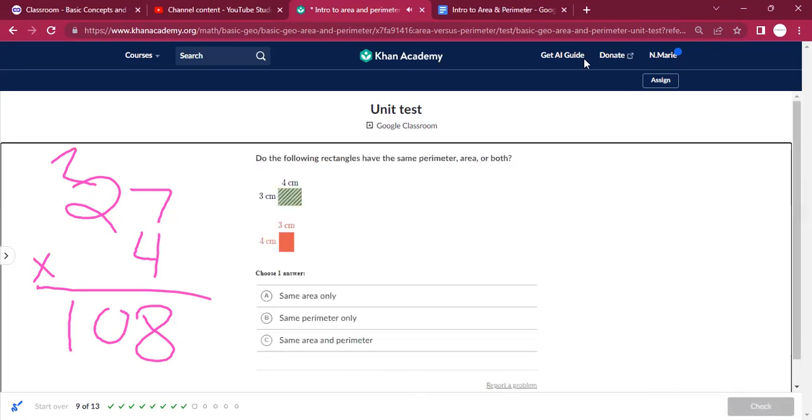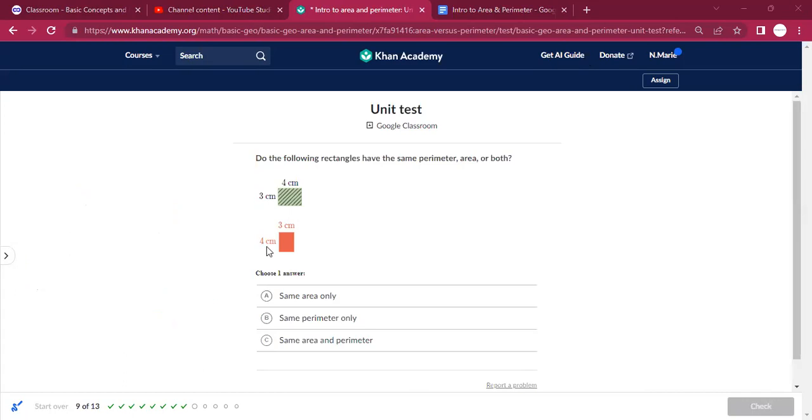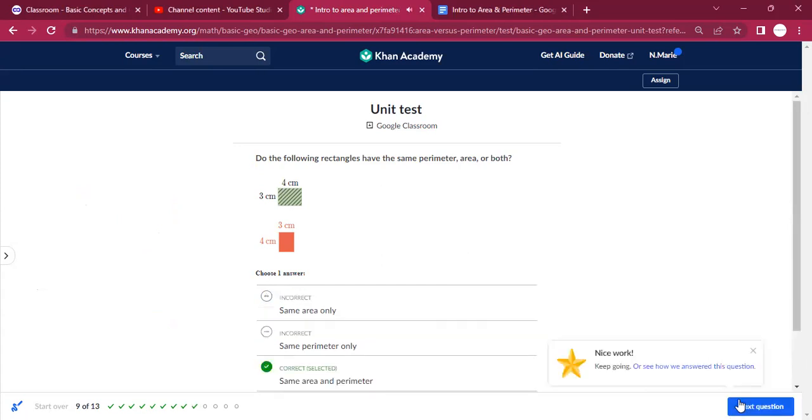Okay, so let's see. Would these have the same area? Yes, 4 plus 4 plus 3 plus 3. Same area, same perimeter for these two shapes, even though they look different.